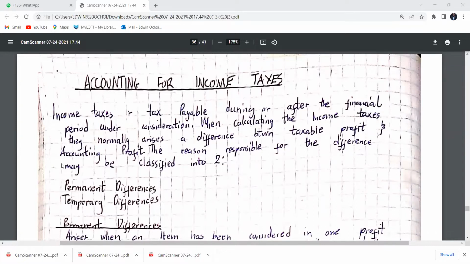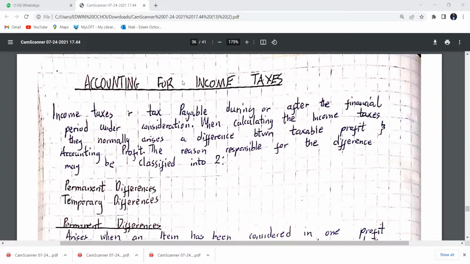So when calculating income taxes, they normally arise a difference between the taxable profit and accounting profit. So the reason responsible for the difference may be classified into two. We have the permanent differences and we have the temporary differences. So remember that we have this aspect of taxman and we have an accountant.